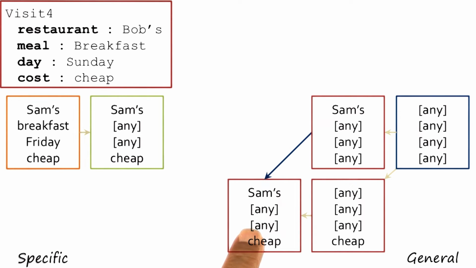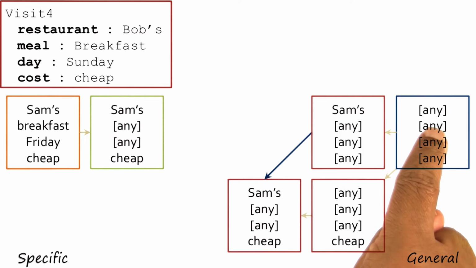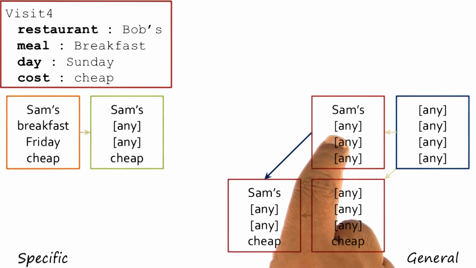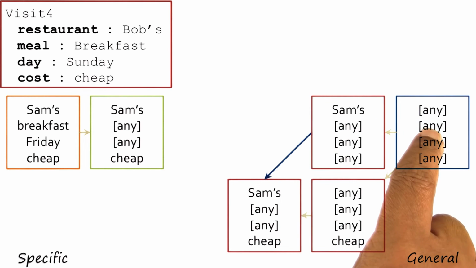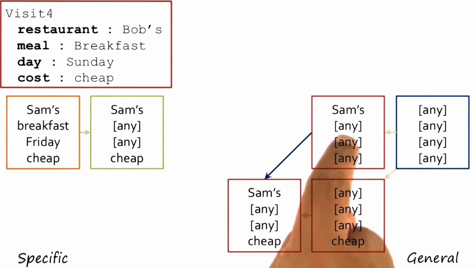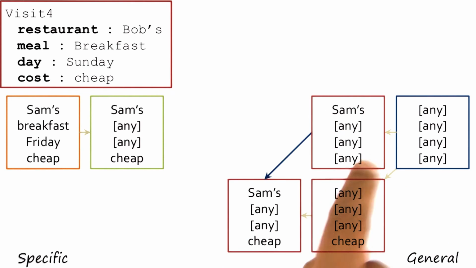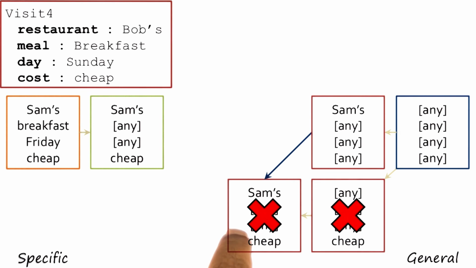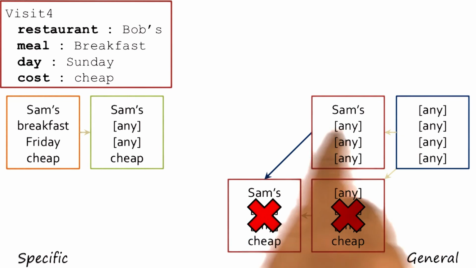If there is a node that lies on a pathway starting from the most general concept characterization, that is subsumed by a node that comes from another pathway starting from the same general concept characterization, then I want to prune that particular node. The reason I want to prune this node is because this node is subsumed by this node. So if this node is true, I don't have to carry this around. If I'm allergic to any meal at Sam's, I don't have to specify that I'm allergic to a cheap meal at Sam's. Thus, I can prune this particular pathway, and I'm left with only this particular pathway.